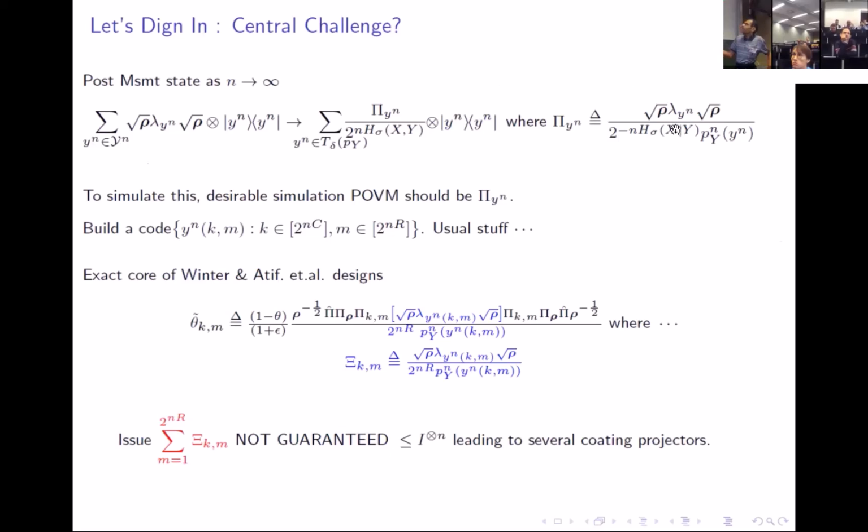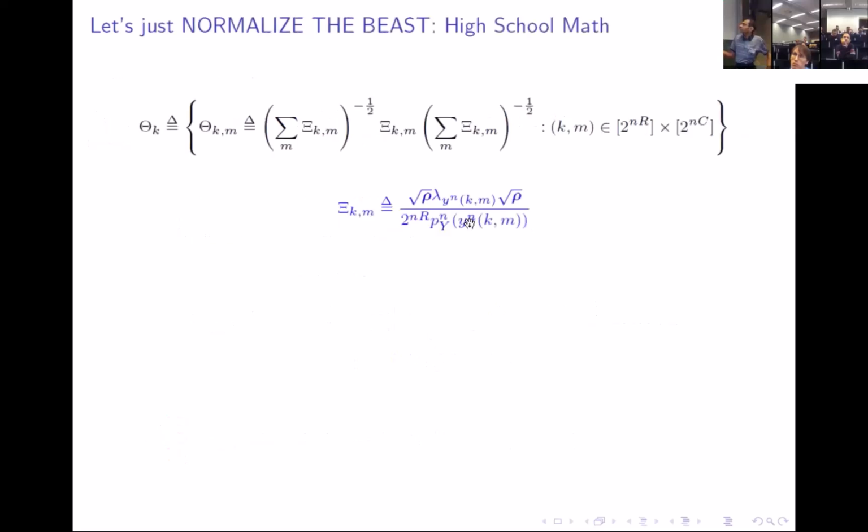The problem is you can't live with this, because it doesn't add up to an identity. So it needs to be normalized. That's why you need all these cutoff projectors, and then you add some fluff, and you kind of make it a POVM. I'll do something very simple. I'm going to just normalize this. If I just take this center core of the POVM, normalize it, and then work with it, the question is, will it work?